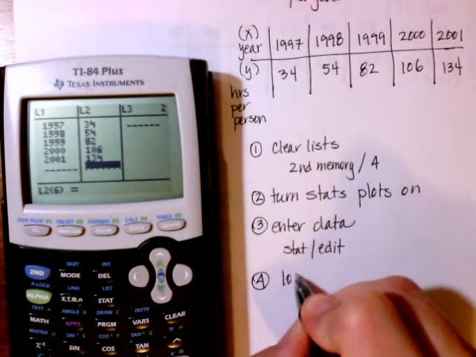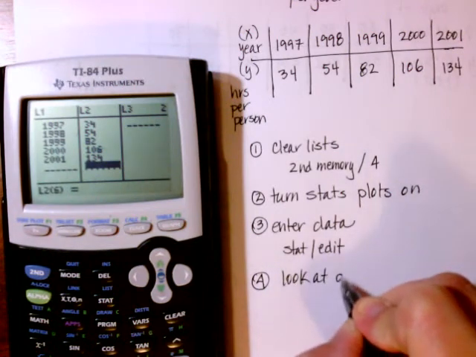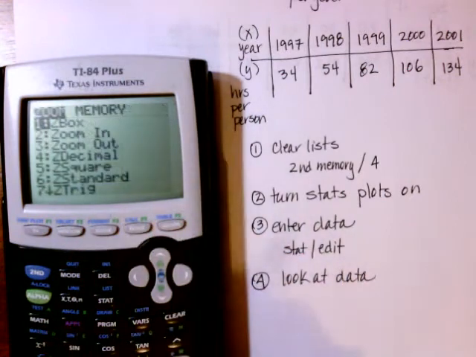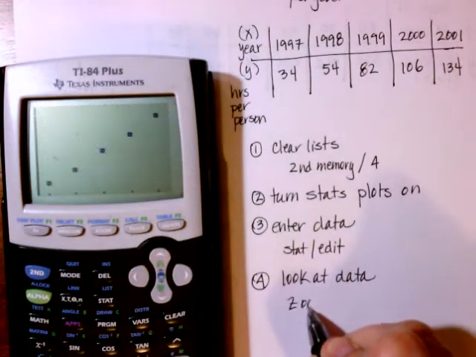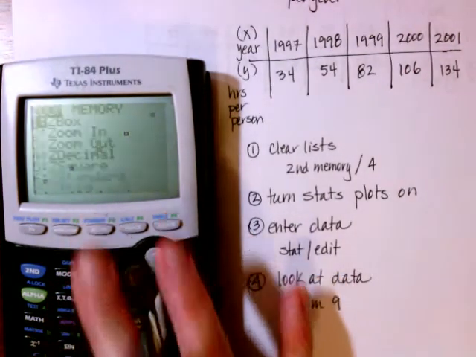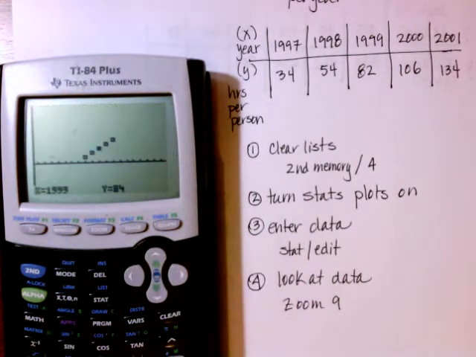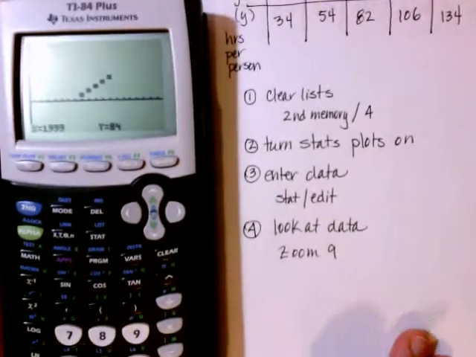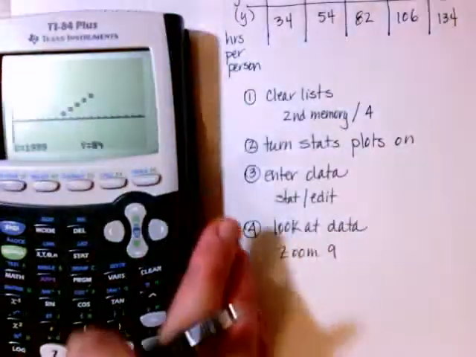All right, now I want to look at my data to see what shape it is. So I'm going to do a zoom 9. And that looks a little bit odd to me. So I'm actually going to do a zoom 3 enter to zoom out a little bit. It might be quadratic, but there's really not a lot of data points, so it's a little bit iffy. But we're going to assume, since it told us to write a quadratic model, that that's what we're going to do.